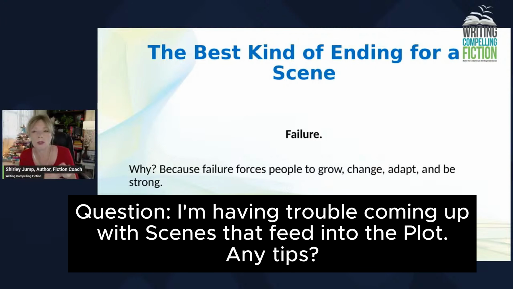Cheryl said it's hard to brainstorm those scenes that feed into the plot. And that's because, in my opinion, you don't have enough of an external plot. So you don't have enough that's already happening with your character to create those other scenes.